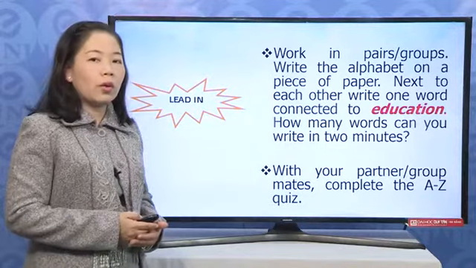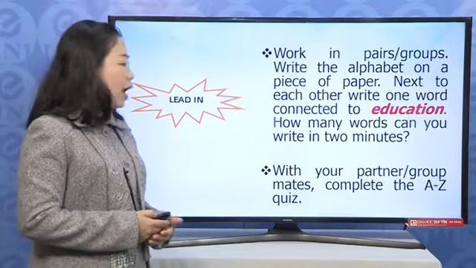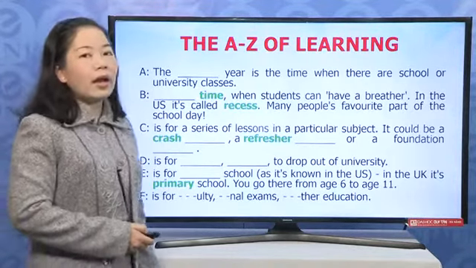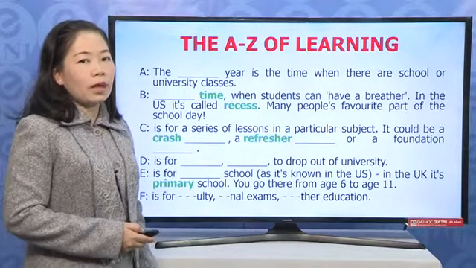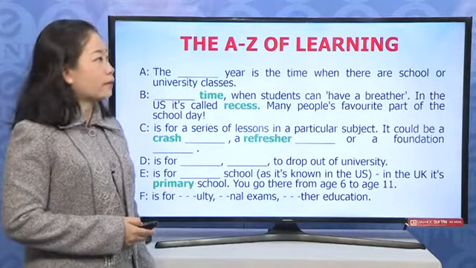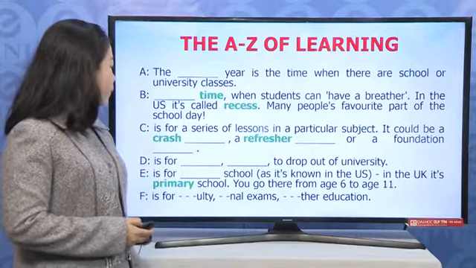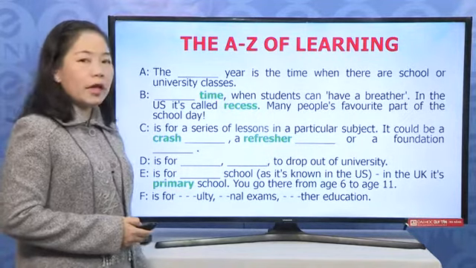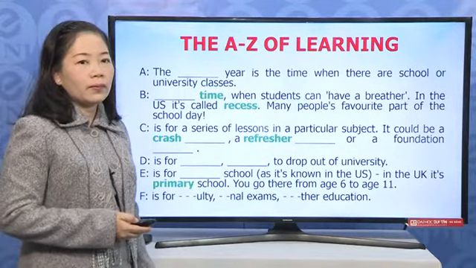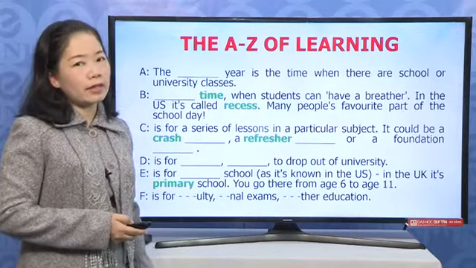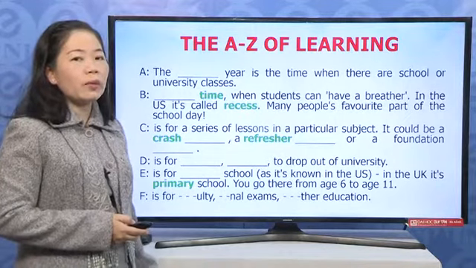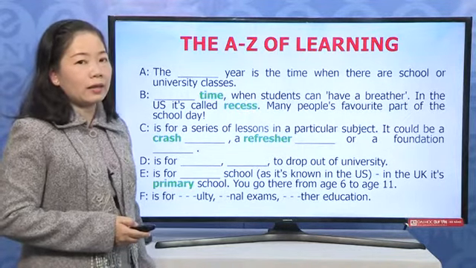And then with your partner or group mates, you complete the A to Z quiz. Now, spend several minutes looking at the questions in the A to Z quiz. Pay attention to the word in green color. Now look at the first sentence, for example. The word for you to fill in the blank should begin with the letter A.